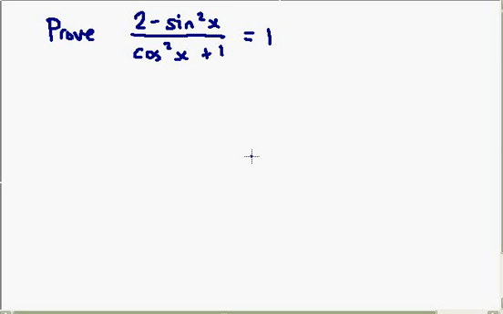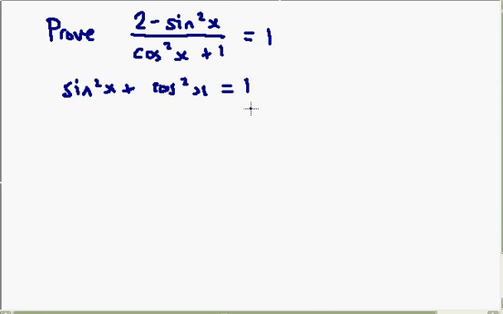Okay, when you're faced with a question that asks you to prove something, like this question, it's a trig identity question, you need to know which trig identity you're really looking for. If there is a squared term, and in this case there is, you will be using the trig identity sine squared x plus cos squared x is equal to 1.